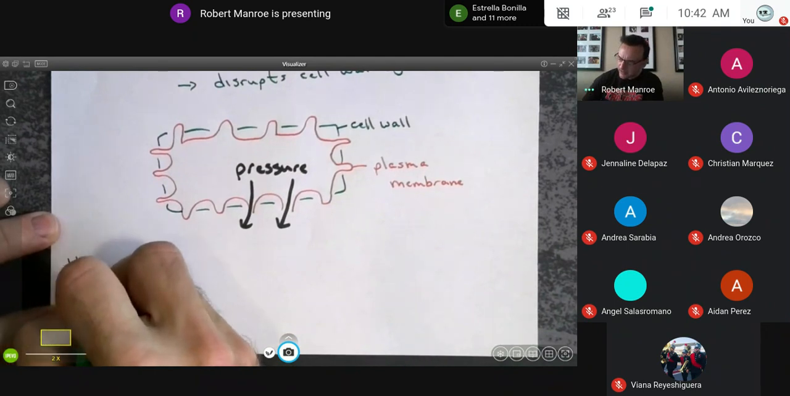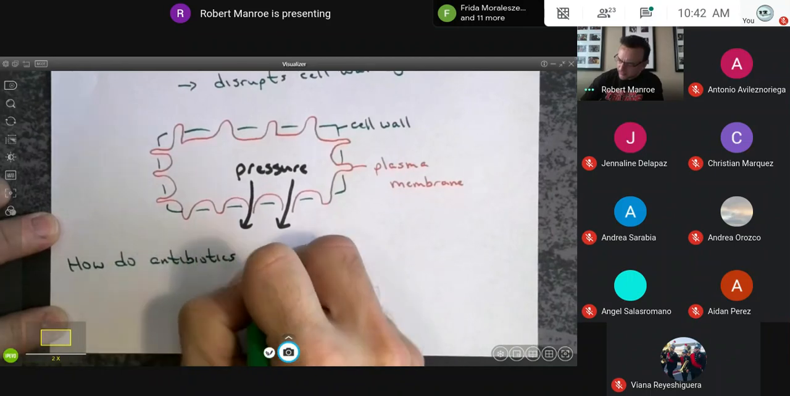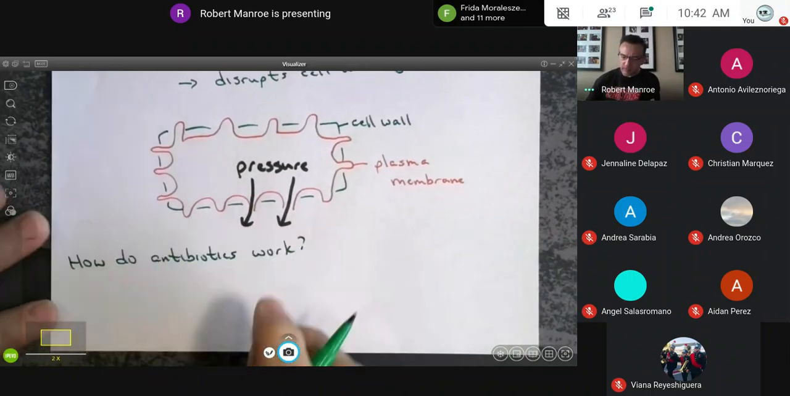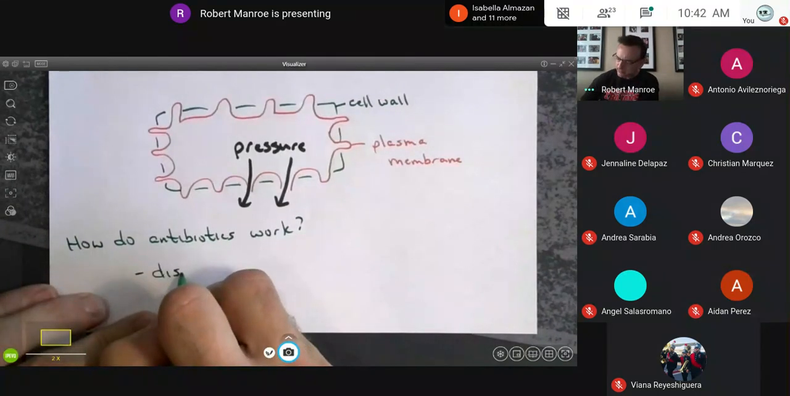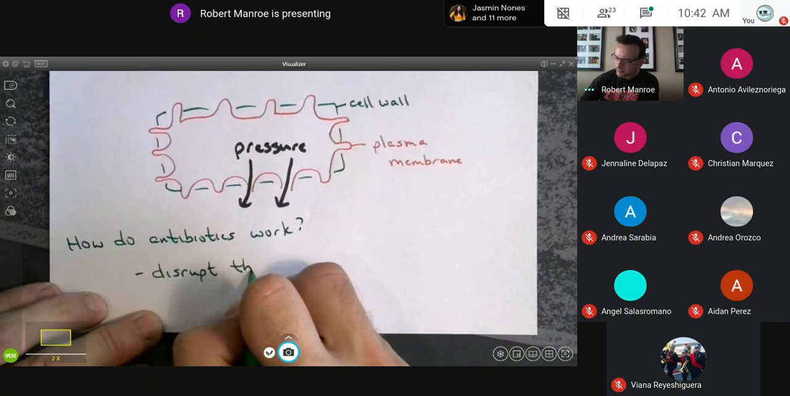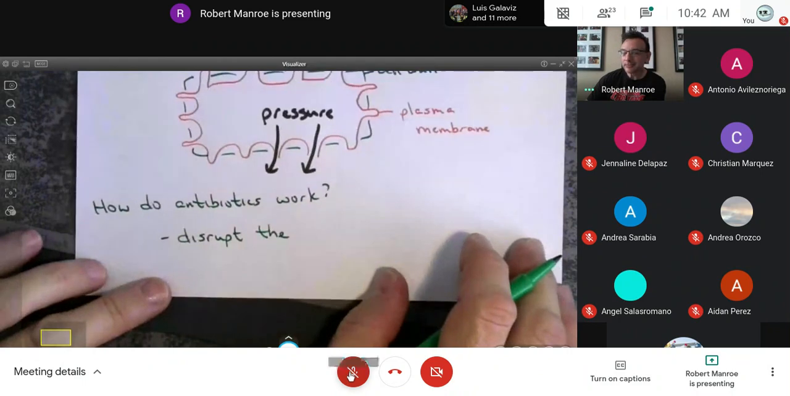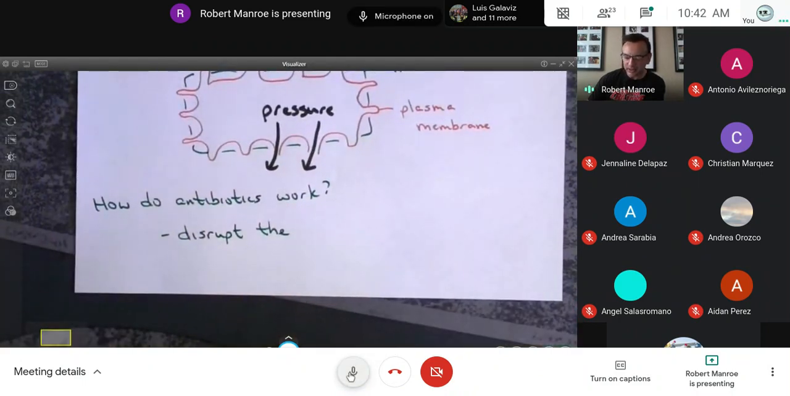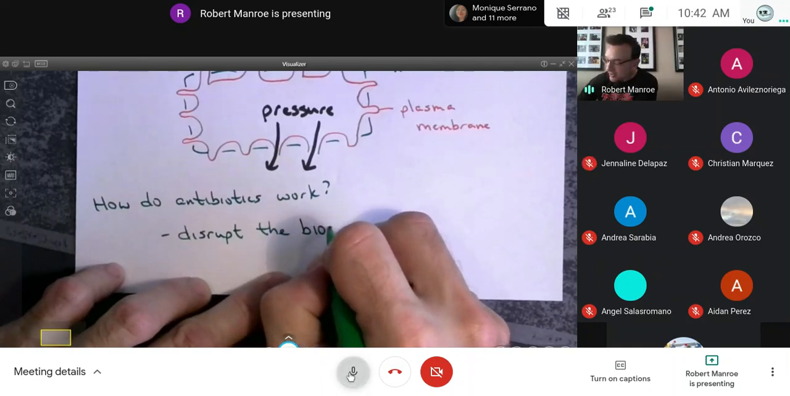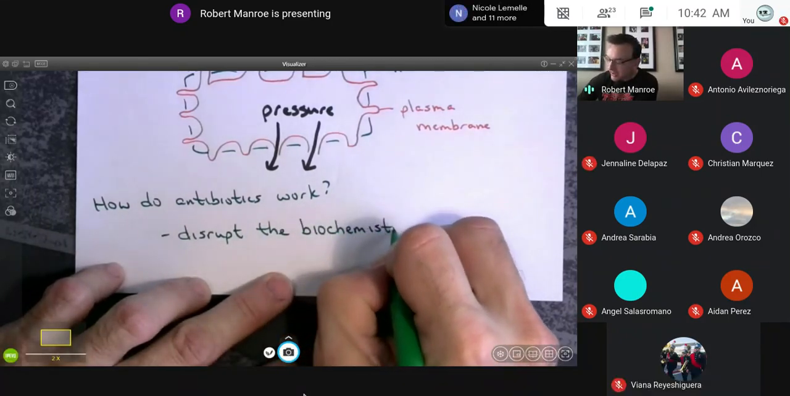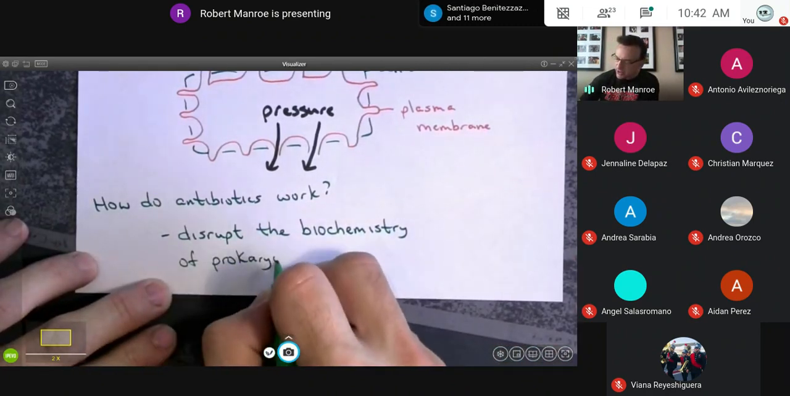Okay, so big picture idea: how do antibiotics work? What do they do? What do they disrupt in the bacterial cells? Yes, the protein synthesis, the biochemistry of prokaryotes.